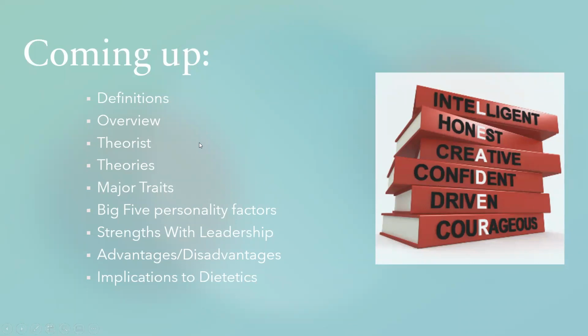So coming up in this presentation, I'm going to start with a few definitions that give us a good summary of just what trait approach is about. Then some key facts to make trait approach different from other approaches and just kind of give you an overview. Then we'll go over influential theorists and the key theories, forming a good idea of what traits we see in leaders. And we'll look at a couple of different lists of those major traits, the big 5 personality factor, the strength with leadership list, and then we'll go over some advantages and disadvantages of the trait approach and some implications that it brings to dietetics.